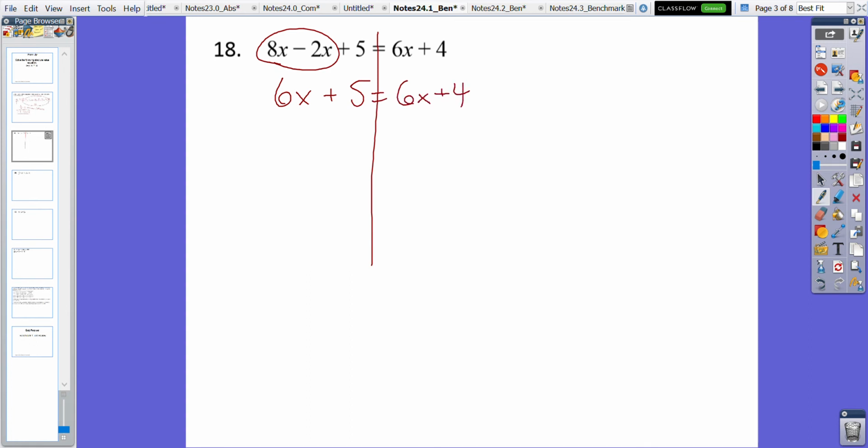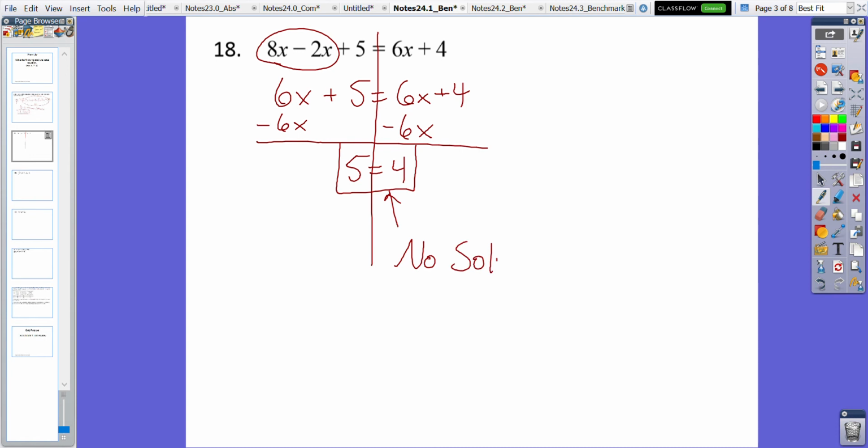I'm going to go ahead and move all my x's to one side by the subtraction property of equality: minus 6x, minus 6x. That's going to give me the equation 5 is equal to 4. Now, if you remember from our previous lesson on special solutions of equations, this is a contradictory statement. We can verifiably say 5 does not equal 4. Therefore, my conclusion here has to be no solution.